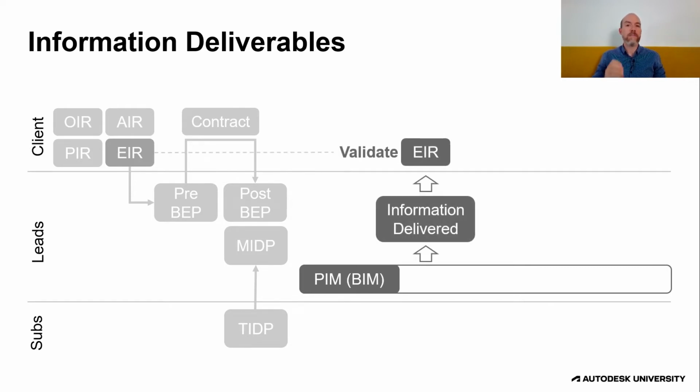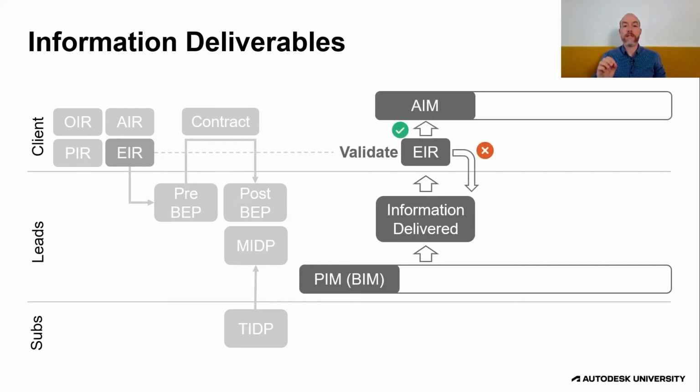What's important to understand about this is that because the EIR was issued as part of the contract, we now have something that we can evaluate against. We now have some way of saying, yes, this is the information that is being delivered. Can we validate it against something? Do we know if it meets the brief? Yes or no? If it doesn't, it gets rejected and has to be redone. If it's accepted because it actually meets the requirements and you have something to evaluate it against, then it can be incorporated into the asset information model.